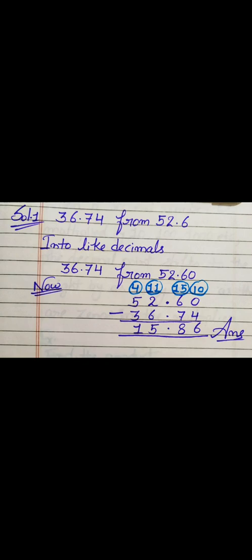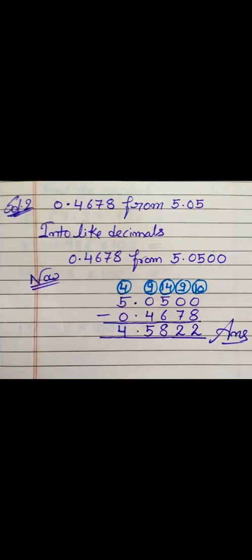Now the same we will do for the next, as here the maximum decimal places are 4 in 0.4678. So we will convert this 5.05 as 5.0500. Then again we will write this 5.0500 first, then we will write 0.4678, and after the subtraction we will get 4.5822, which is our final answer.